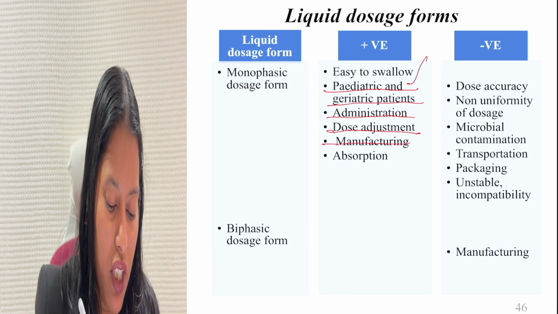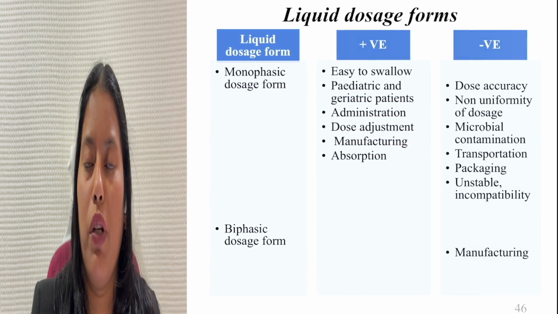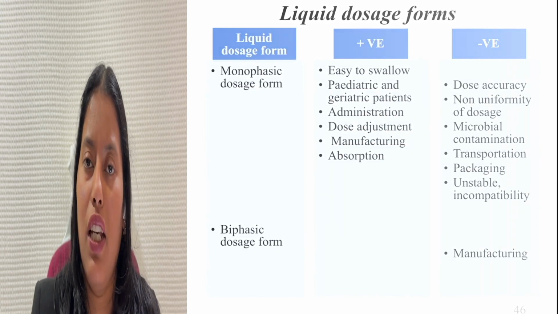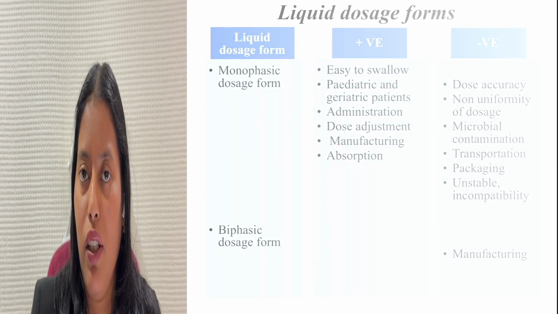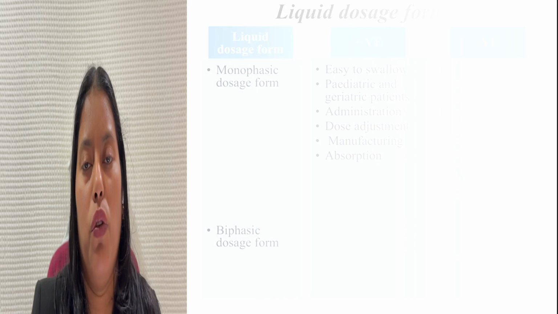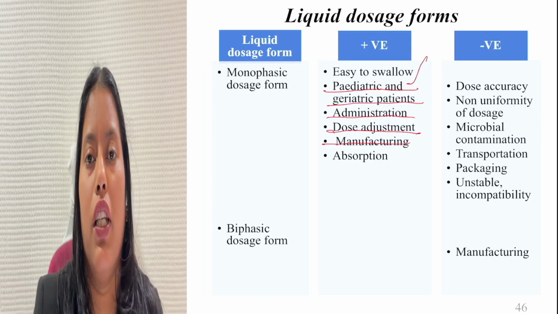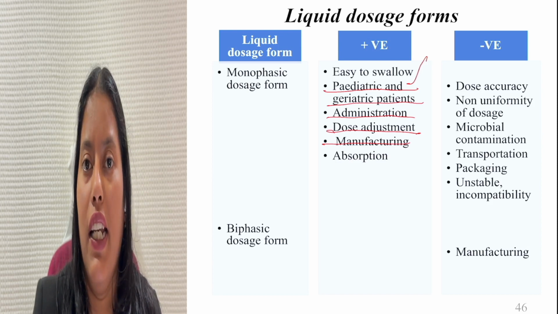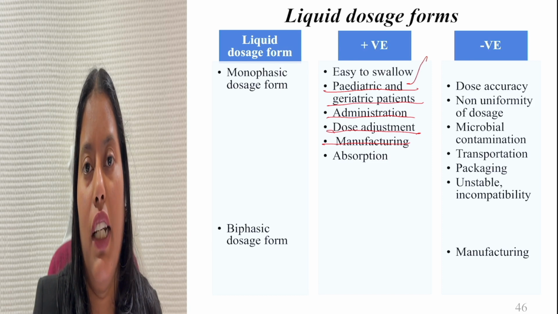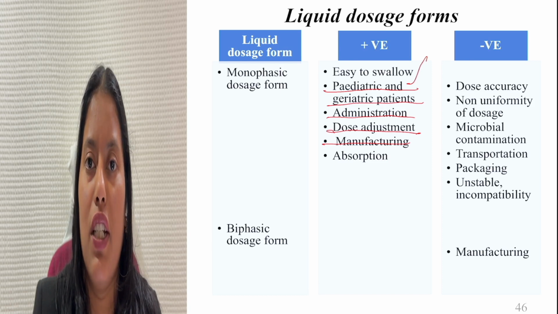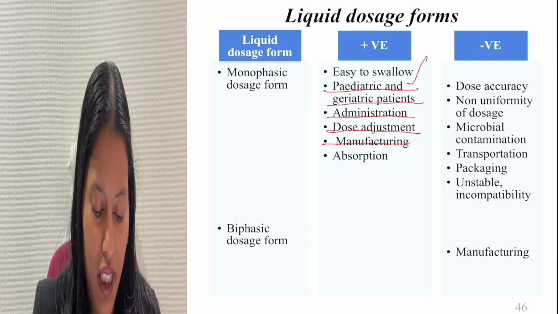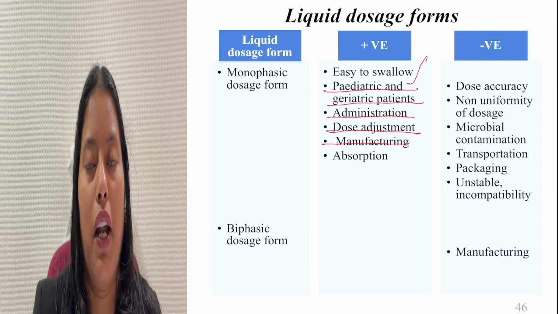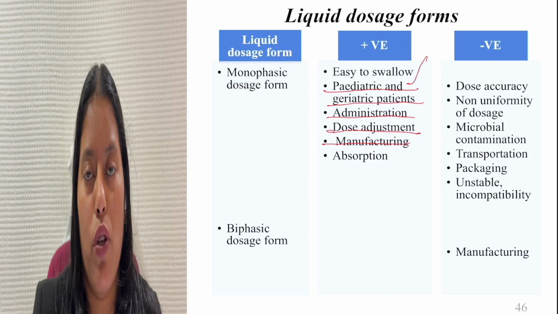Now you have manufacturing. In case of solution, it is just simple solubilizing of the ingredient into the liquid or solvent. By just mixing the ingredients into a suitable solvent, you can prepare the solution dosage form. Then absorption. As you know, in the liquid dosage form the drug is in a dissolved form and it is readily absorbable. If you consider a tablet or capsule, first it has to disintegrate in the stomach. Then from that disintegrated particle, the drug has to dissolve or diffuse out, and then it is available for absorption.